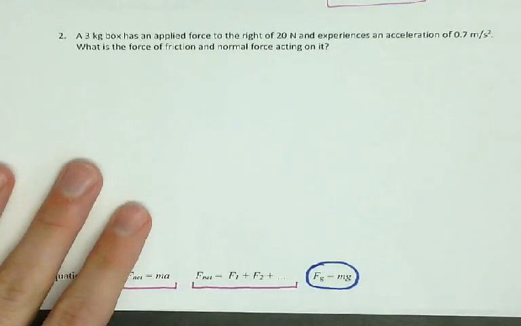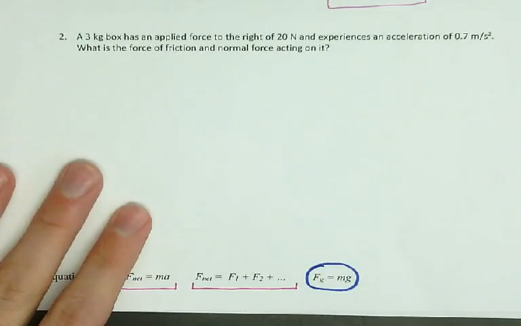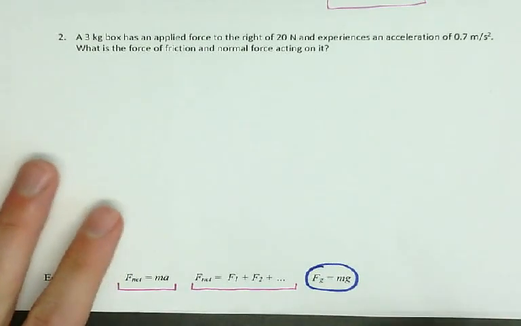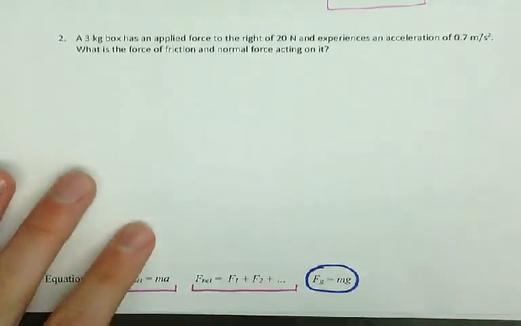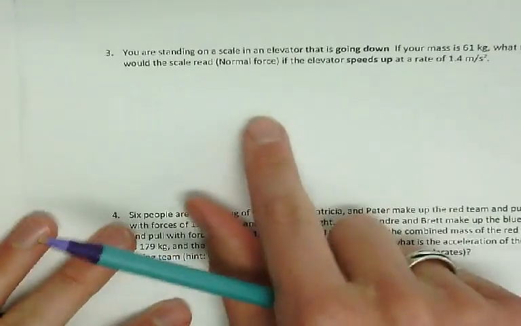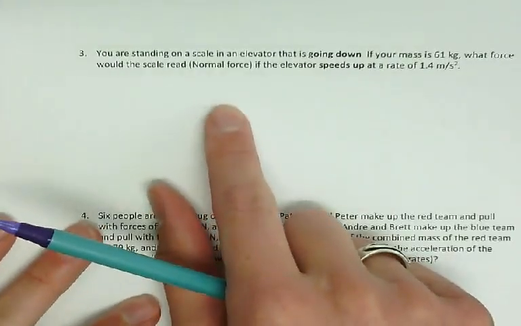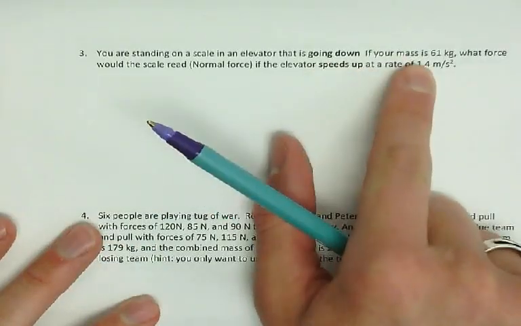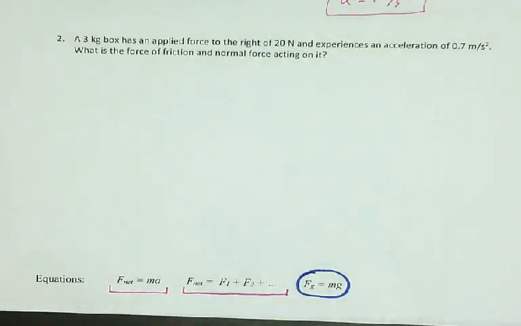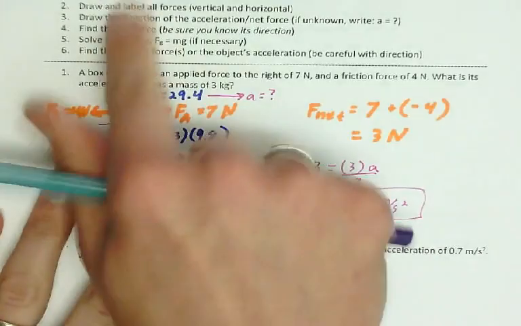I just wanted to be deliberate about showing you how to find it because there are going to be problems where you're going to need that. An example of this would be number 3. So number 3, you're standing on a scale in an elevator that's going down, and you got to figure out what forces are going on. So first things first, draw the object.